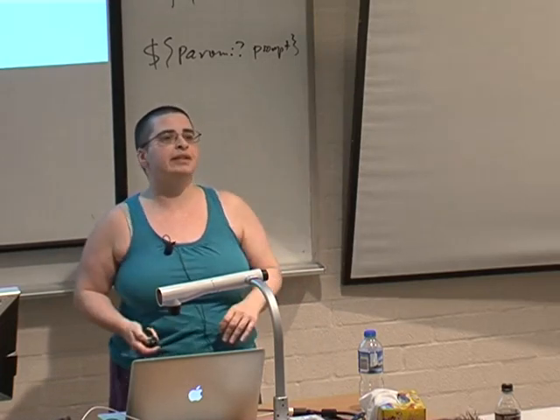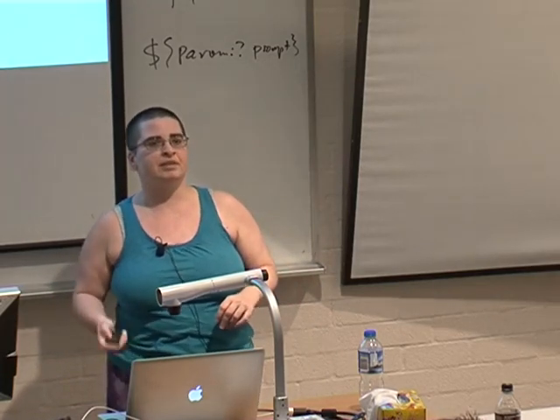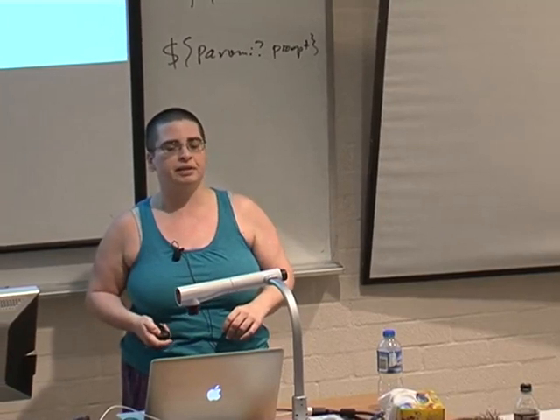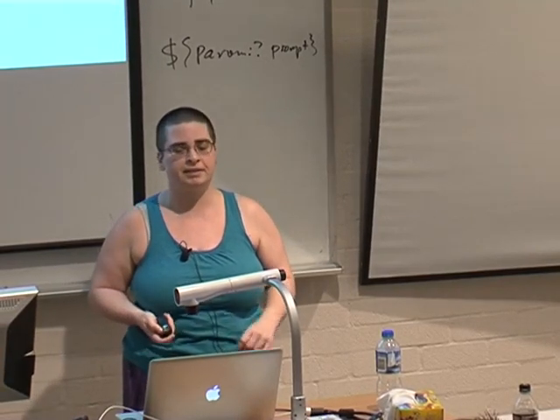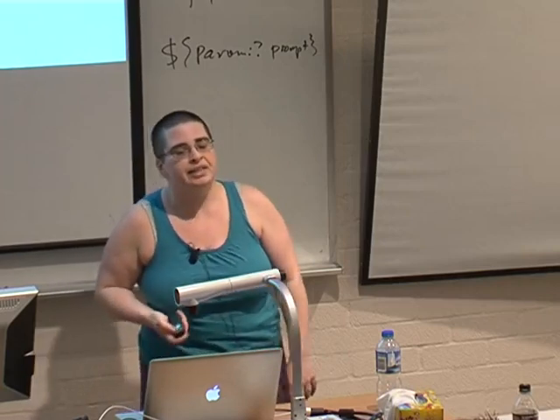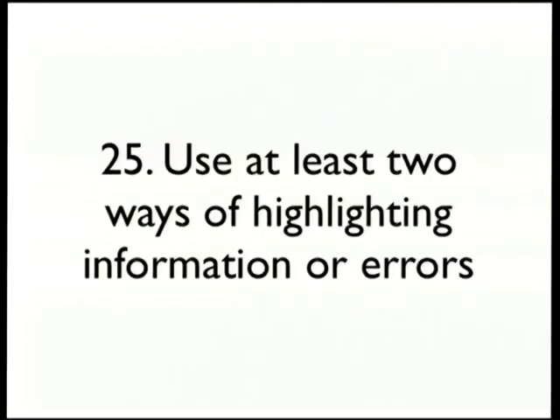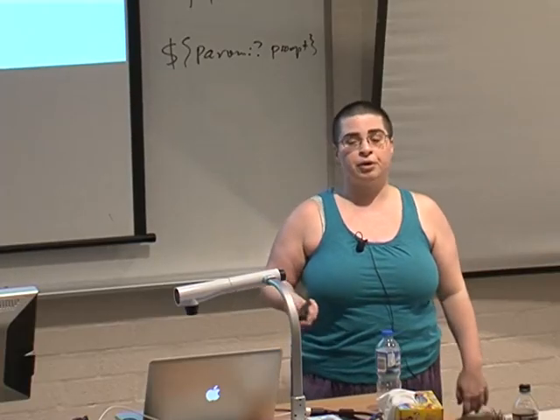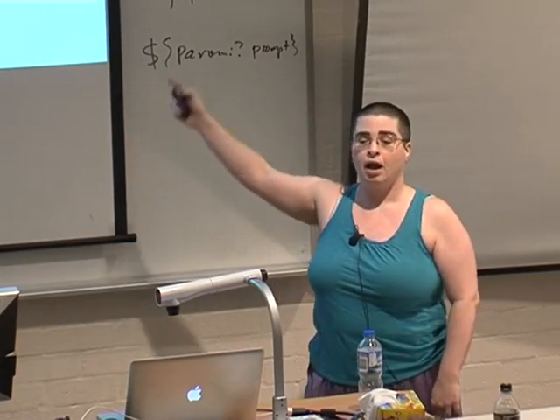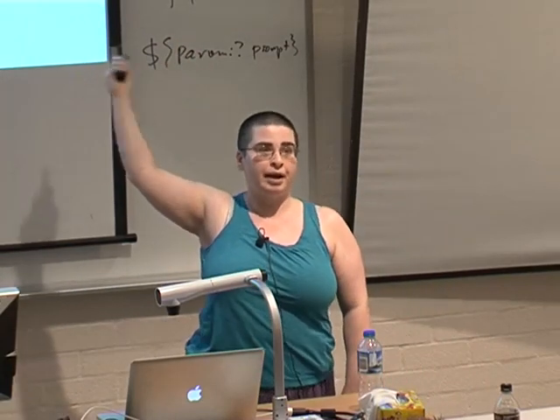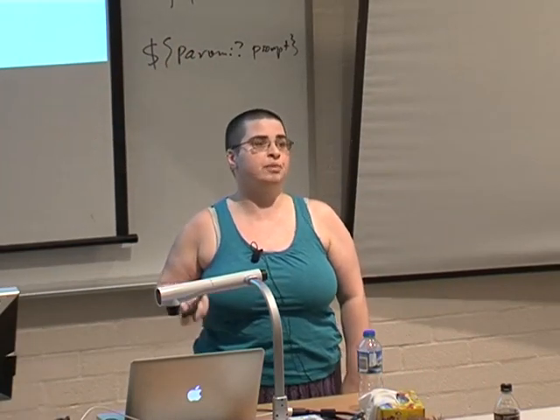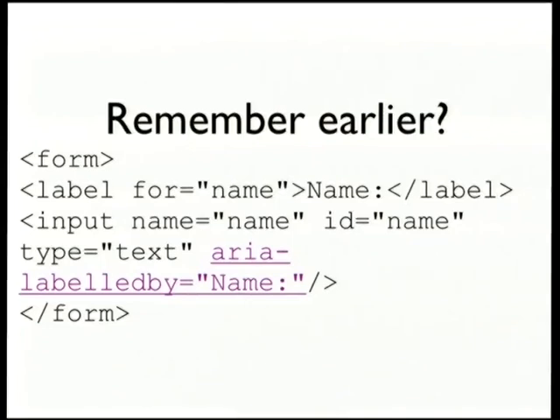Okay, so now we're going to move a little bit out of the realm of user preferences and display, and we're going to start talking about some more cognitive accessibility stuff. Use at least 2 ways of highlighting information that you're providing to the user when there's an error, or when you want them to compare 2 things that are different. Remember earlier when I pulled up the slide showing the ARIA label? I not only turned it purple, I underlined it. Those are 2 of the ways that you can convey that something has changed.